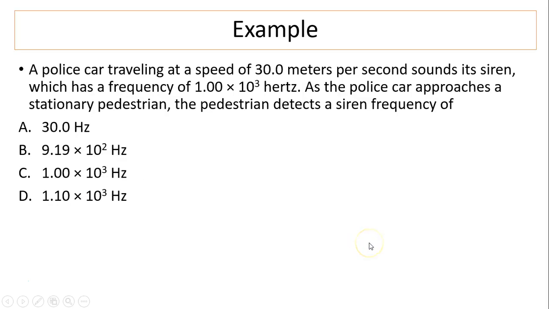Another example. A police car traveling at a speed of 30 meters per second sounds its siren, which has a frequency of 1000 hertz. As the police car approaches the stationary pedestrian, the pedestrian detects a siren frequency of... because the car is coming toward you, you will perceive a higher frequency. So there is only one answer with a higher frequency, which is 1.1 times 10 to the 3 hertz. That is when it's coming toward you.